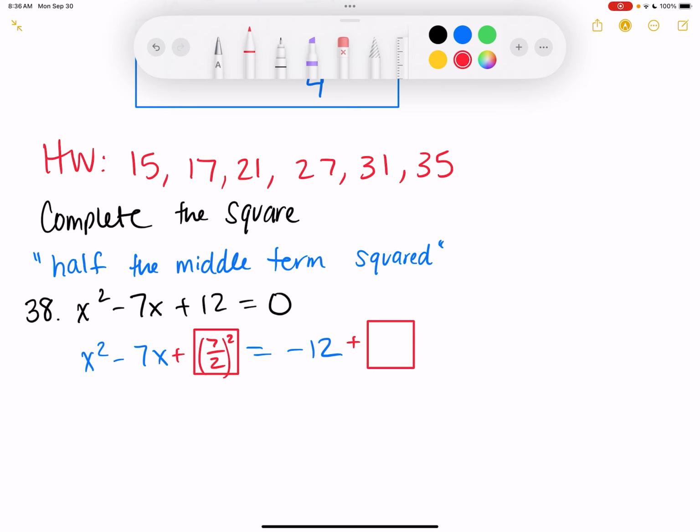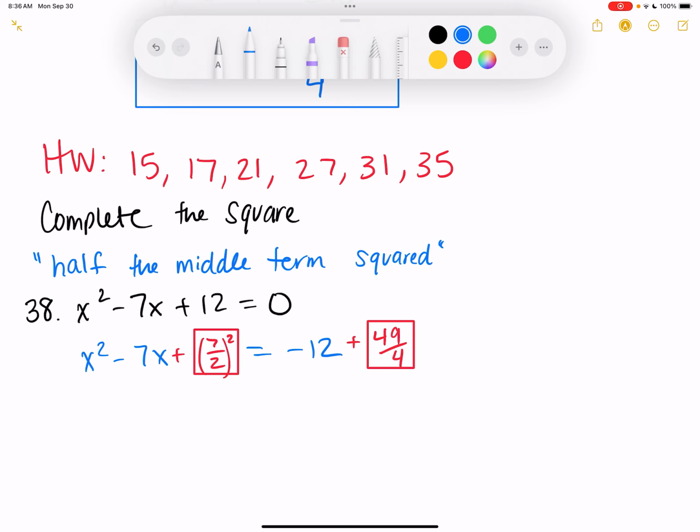When I write it over here, I usually will go ahead and actually perform the square, and so 7 over 2 squared would be 49 over 4. But you can write it whatever way you prefer. It's up to you.